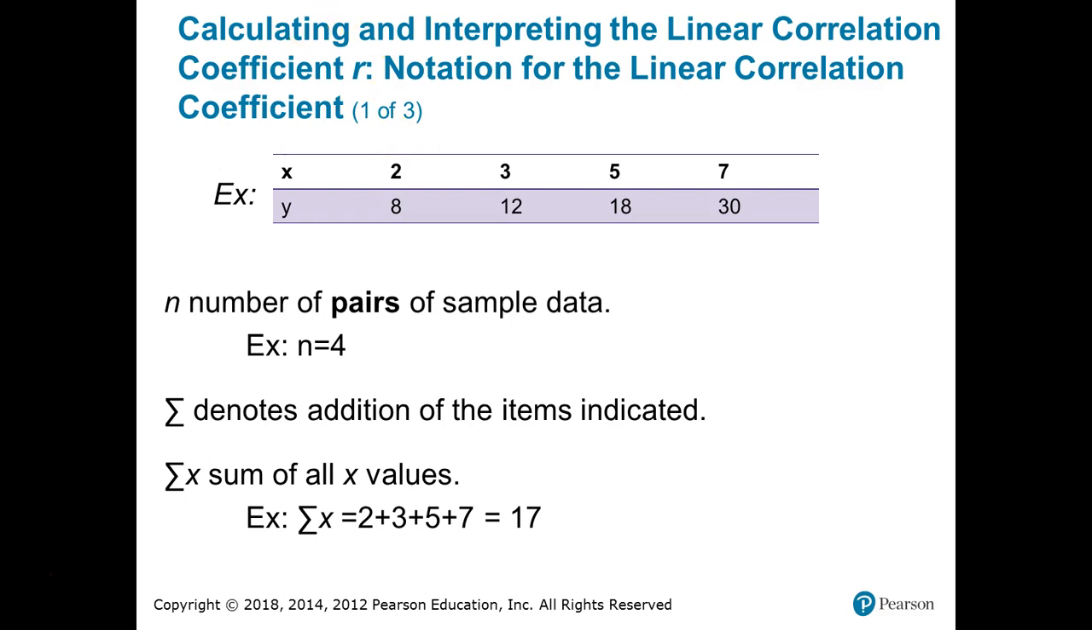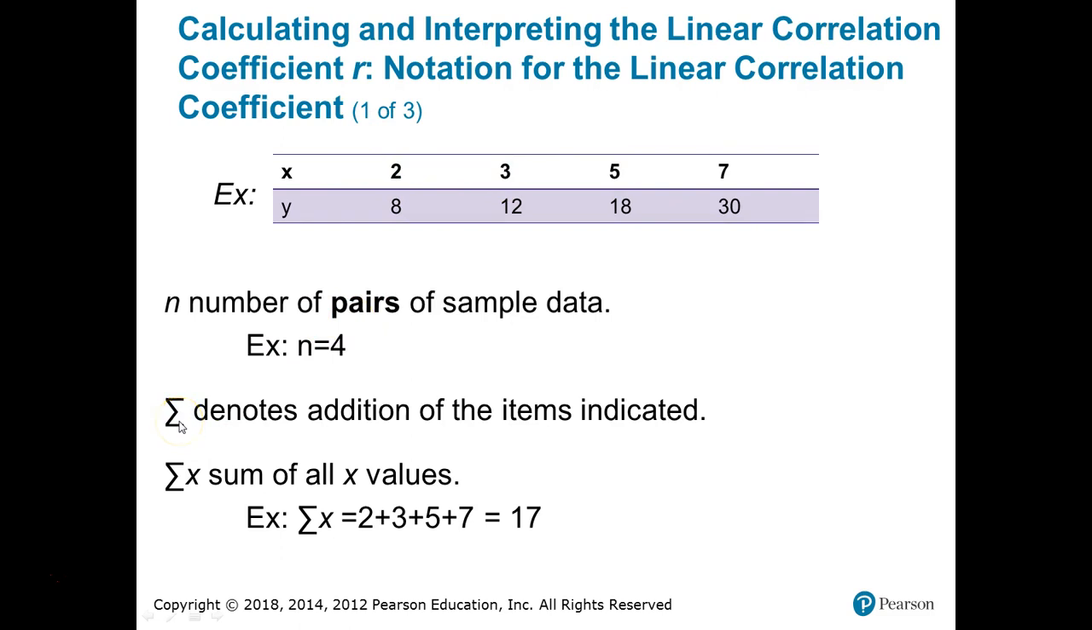So we have a small sample, only 4 pairs of data, 2, 3, 5, 7, with their outputs. So x is your input, your independent variable. Y is your dependent variable, your output. n represents the number of pairs. So not the number of numbers, not 1, 2, 3, 4, 5, 6, 7, 8, not 8, but actually 4 pairs. So n is 4.